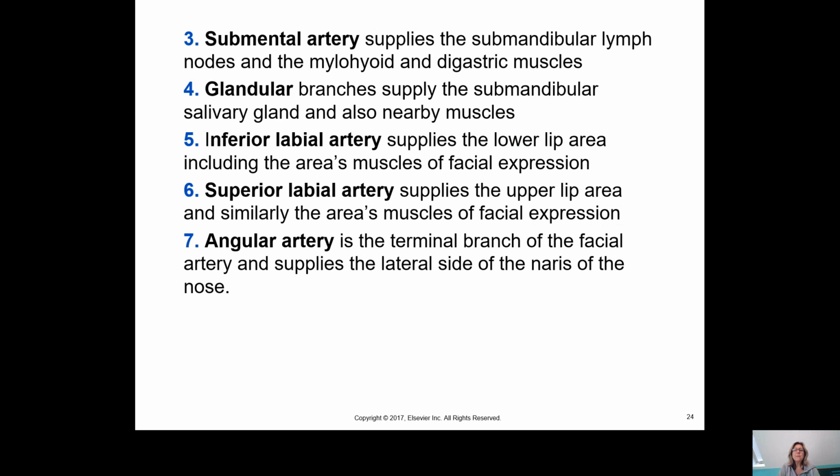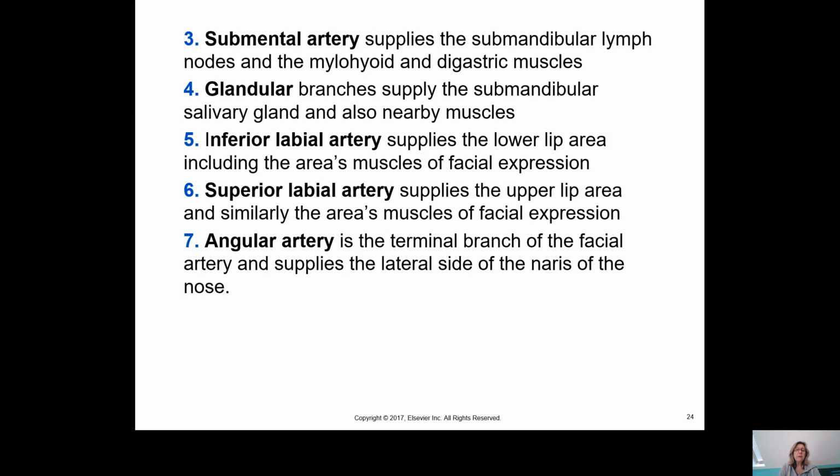Your submental artery supplies the submandibular lymph nodes and the mylohyoid and digastric muscles. Your glandular branches supply the submandibular salivary gland. Your inferior labial artery, so now we're going to be describing by location. Inferior would be lower, labial, lip. So your inferior labial artery supplies the lower lip area.